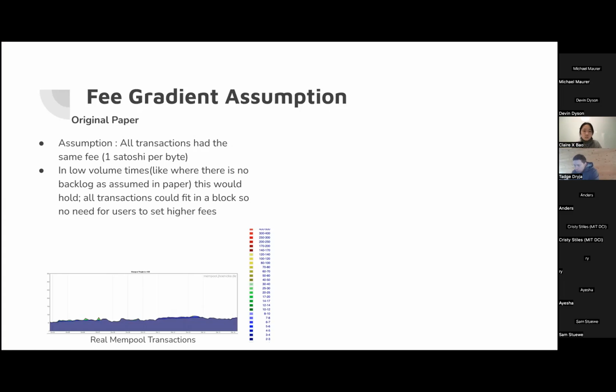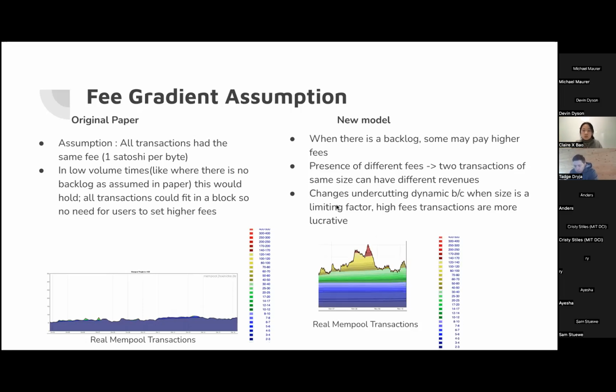And under these conditions, it's always possible for a transaction to make it into a block because there are just so few in general. So users have no incentive to set any higher fees beyond the default because they don't need to incentivize miners to take their transactions. They will take it regardless. But under the new model where there is a backlog and not all transactions can make it into the first block, some users may be incentivized to pay higher fee rates in order to try and get their transactions confirmed in a block quicker.